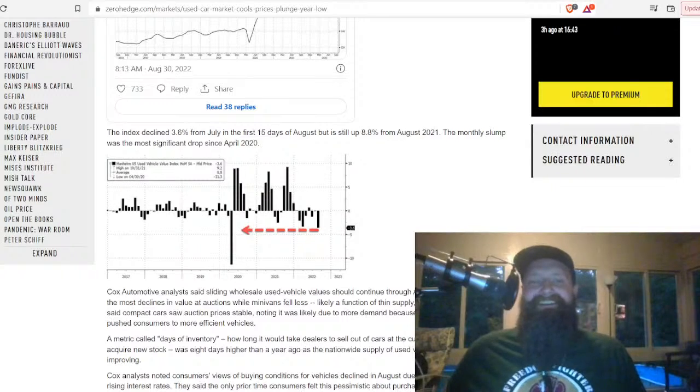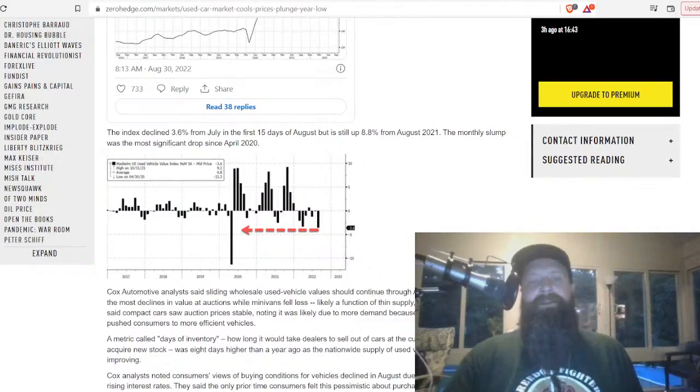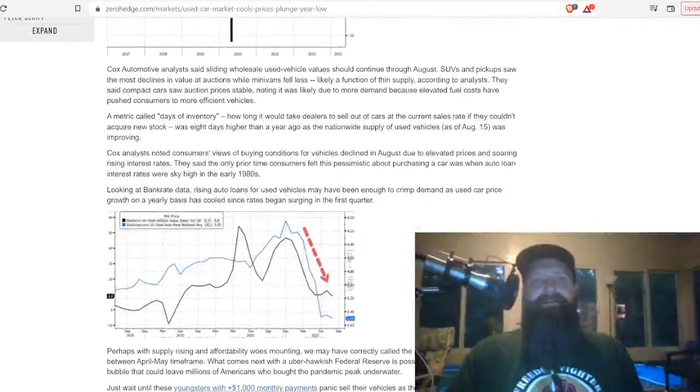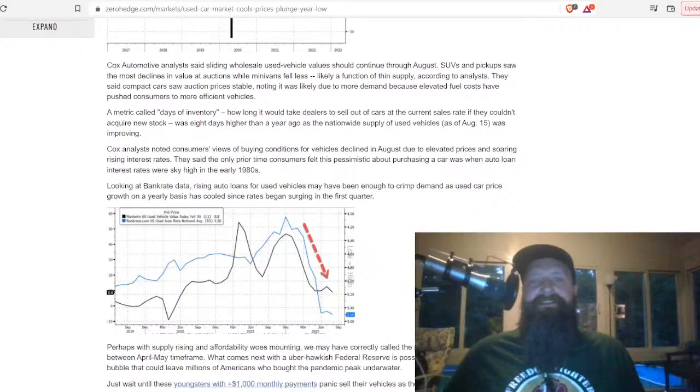The index declined 3.6% from July in the first 15 days of August, but is still up 8.8% from August 2021. The monthly slump was the most significant drop since April of 2020. Cox Automotive analysts say sliding wholesale used vehicle values should continue through August. SUVs and pickups saw the most decline in value at auctions, while minivans fell less, likely a function of thin supply, according to analysts.